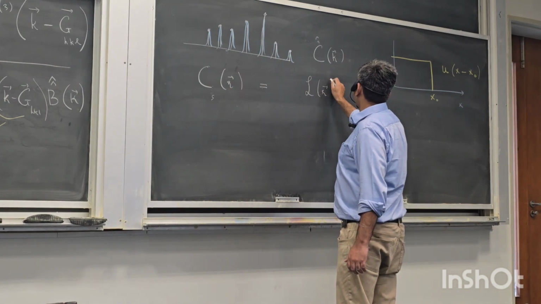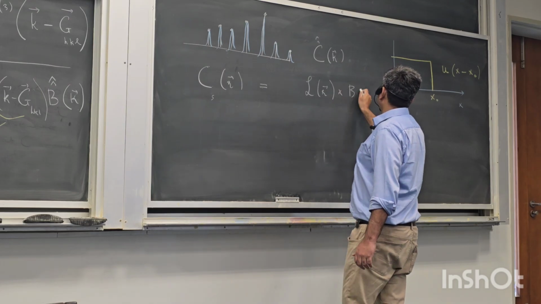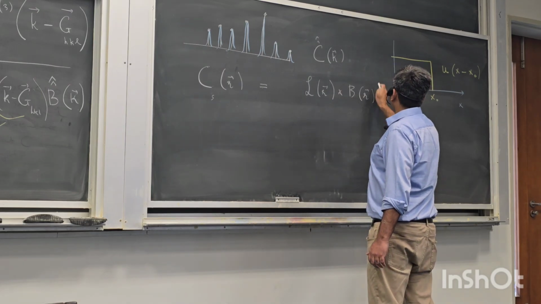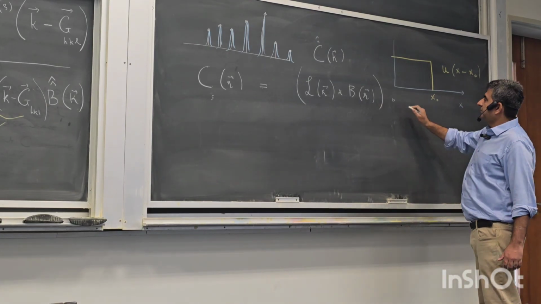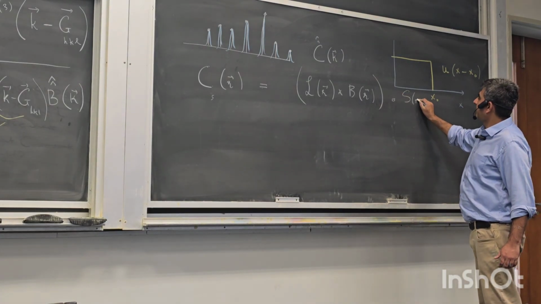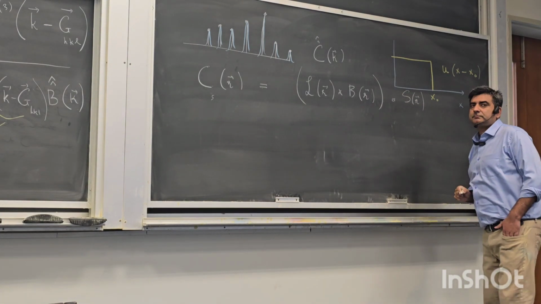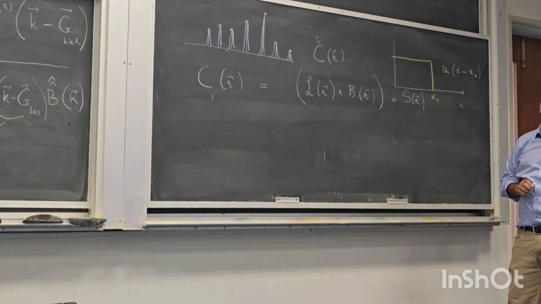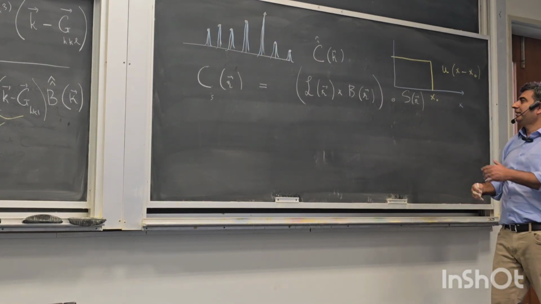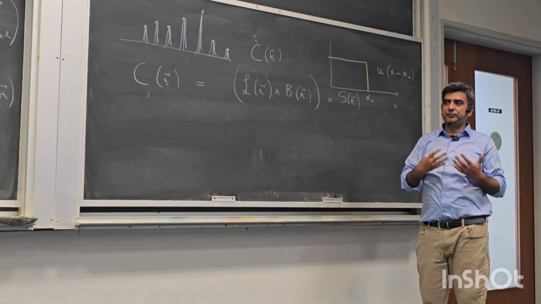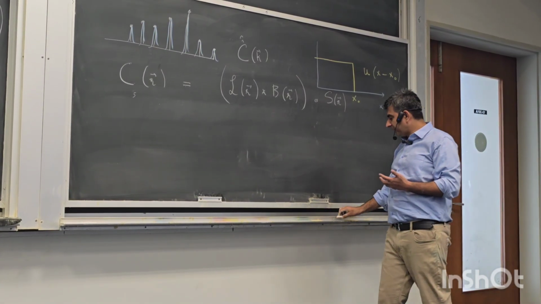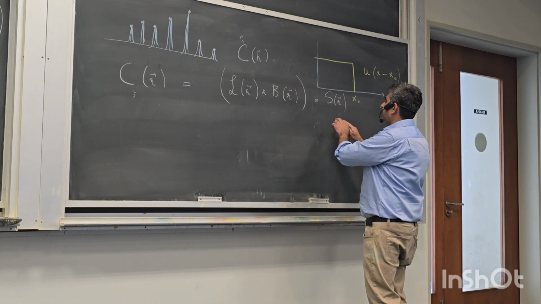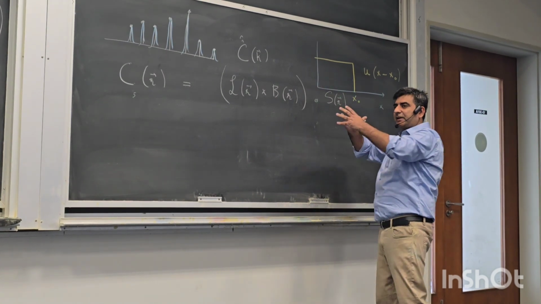r convolved with B of r, and all of that is then multiplied with some shape function. And in the Fourier domain, this multiplication results in a convolution. Right? So depending upon the size of the object, I'll get a shape function.